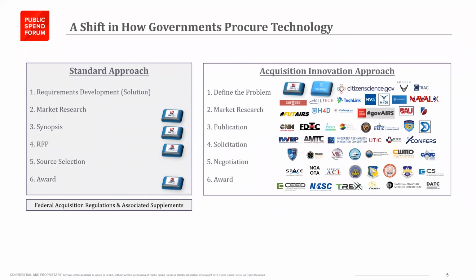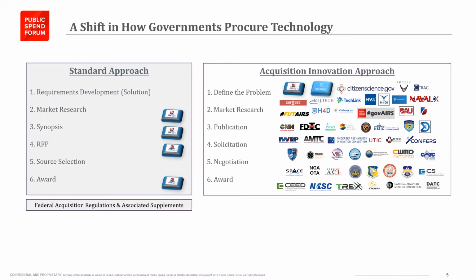So that brings us to today's lesson, which is this big mess that I just put on your screen, which is called the acquisition innovation approach. And the acquisition innovation approach is different than the standard approach in that you can see that we start with define the problem. So similar to requirements development, define the problem, however, is about industry and academia and government collaborating to determine what the problem is they're trying to solve prior to going out for a solution.